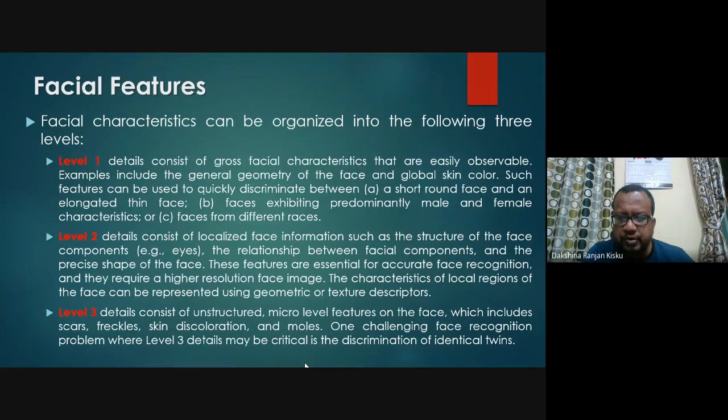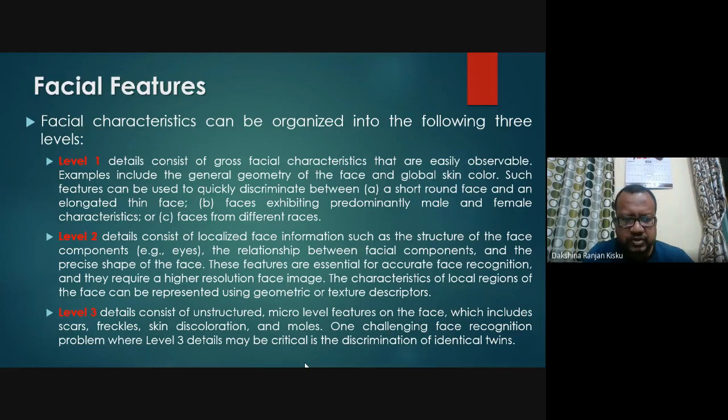Geometry of the face means, say, what is the shape of the nose, what is the shape of the eye, what is the shape of the mouth. So these are basically the general geometry of the face. And then we will look at the skin color of the face.